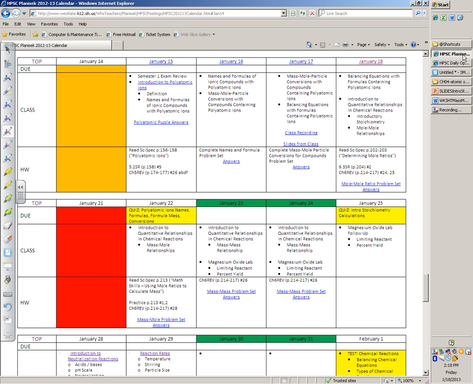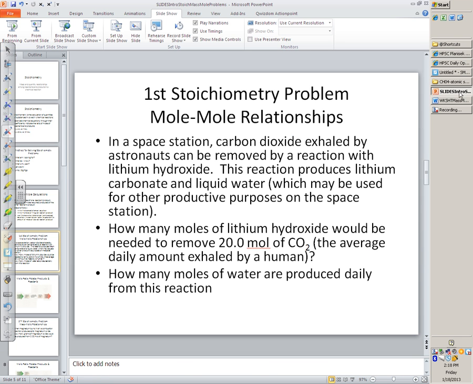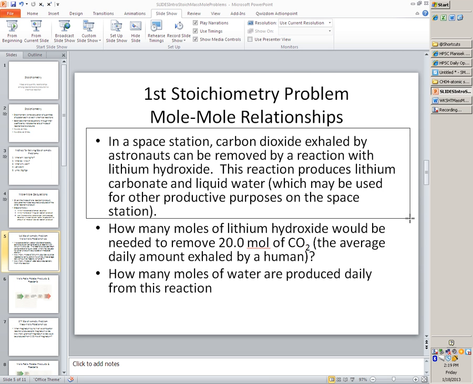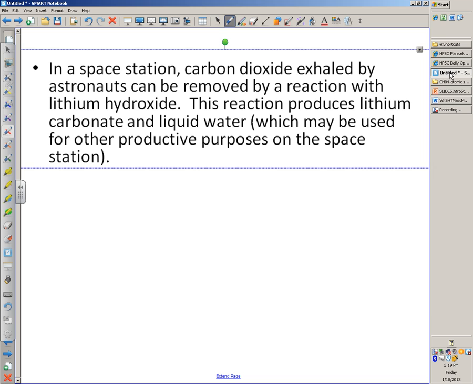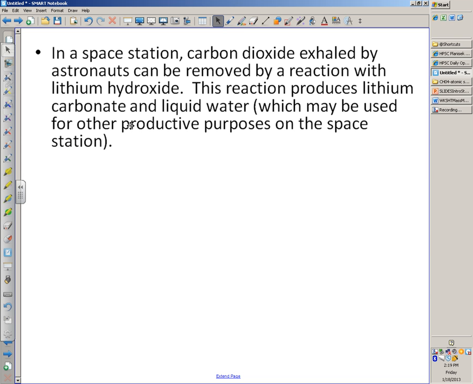To review some of the stuff we've done over the past couple of days, I will start you with this. In a space station, carbon dioxide exhaled by astronauts can be removed by a reaction with lithium hydroxide. This reaction produces lithium carbonate and liquid water, which obviously can then be used for other productive purposes on the space station. In words, that little paragraph describes a chemical reaction.